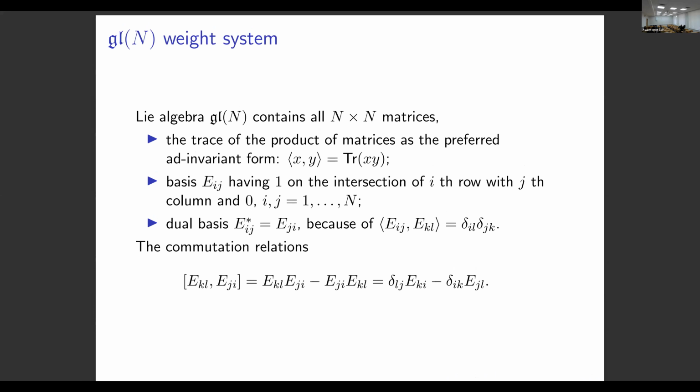Then we use the base E_ij, the matrix that has only one 1, at the i-th row and the j-th column. So this E_ij is the base, and we get this bilinear form, and the dual base according to this bilinear form is E_ij star equals E_ji, because the matrix product E_ij E_kl is delta_jk E_il, and taking the trace gives delta_il delta_jk. And the commutation relationship is [E_kl, E_ji] = E_kl E_ji minus E_ji E_kl, which is delta_lj E_ki minus delta_ik E_jl. So this is very standard matrix computation.